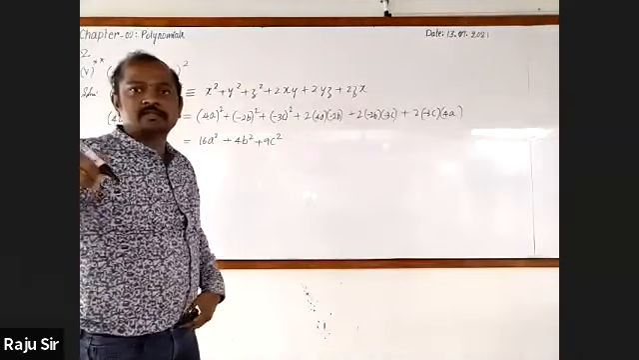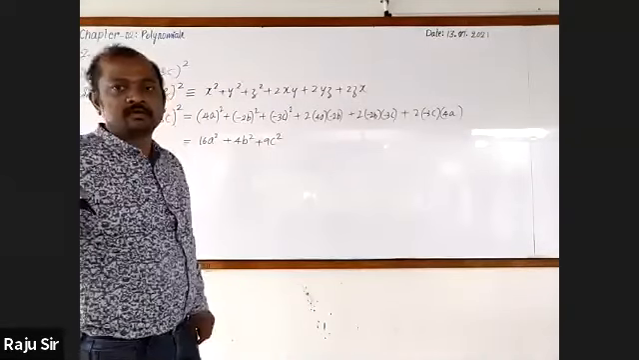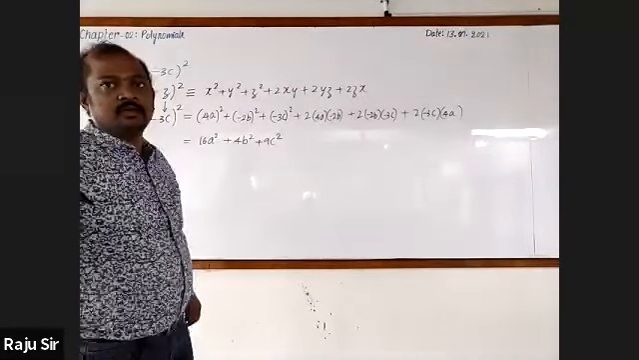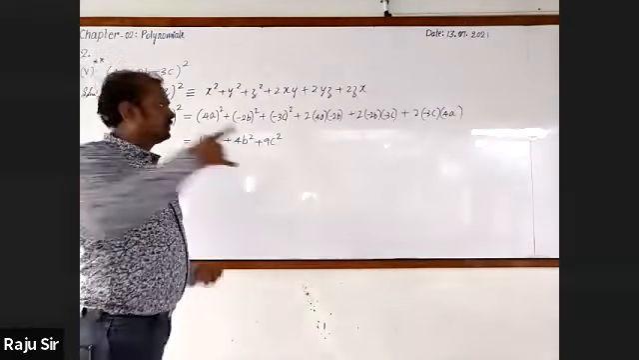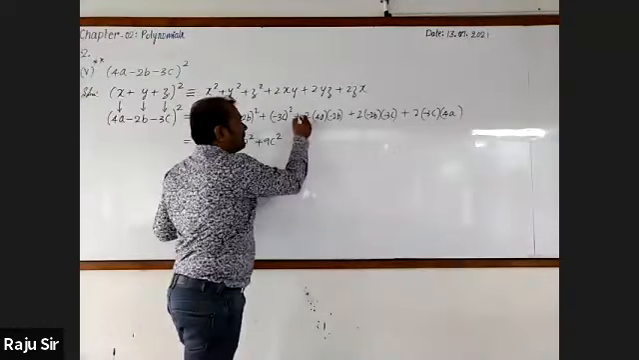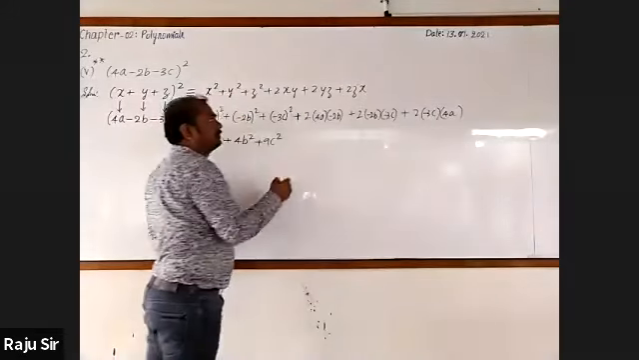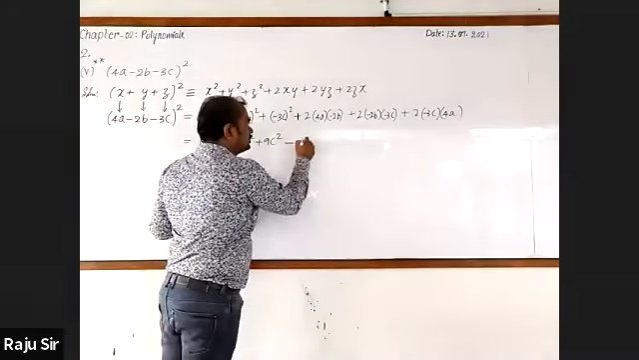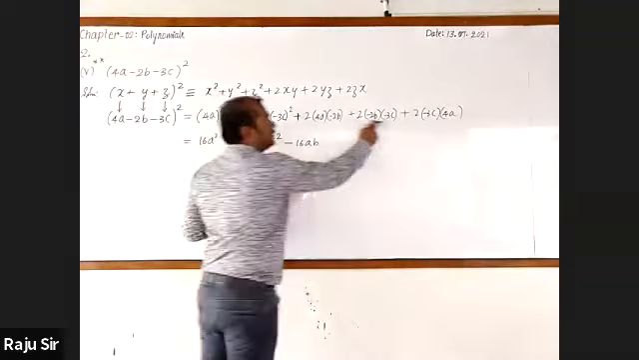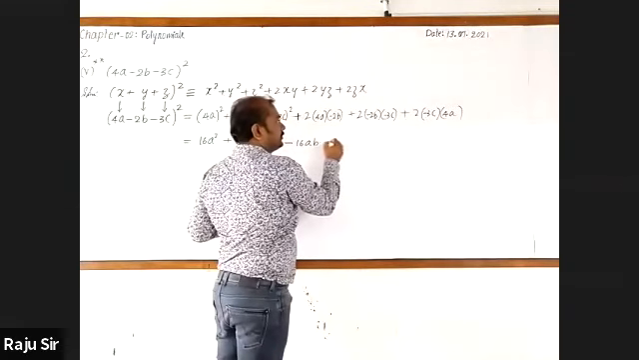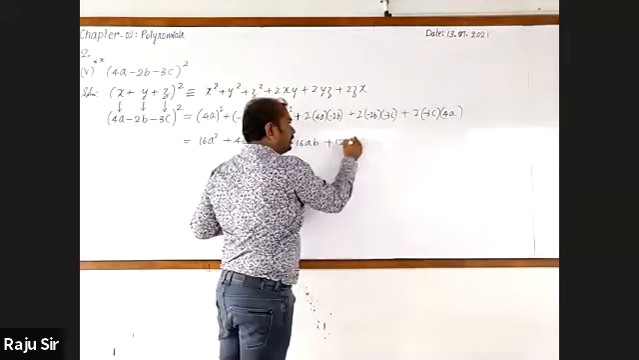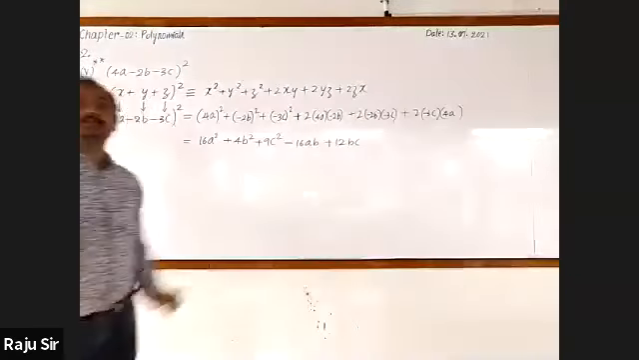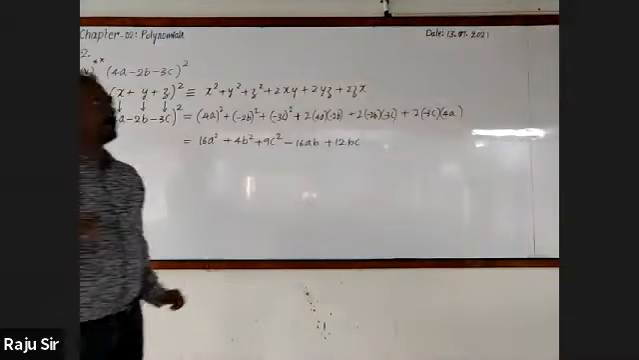Ananya, tell. Minus 16ab. Very good. Plus 12bc. Third term, last term: minus 24ca.